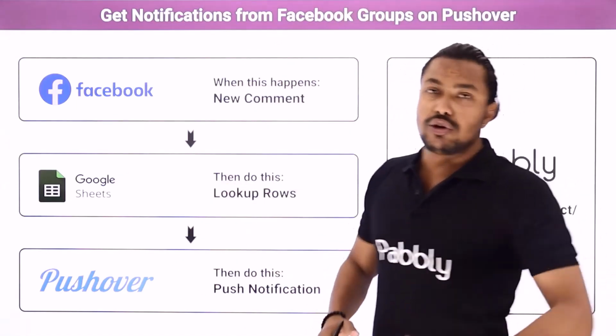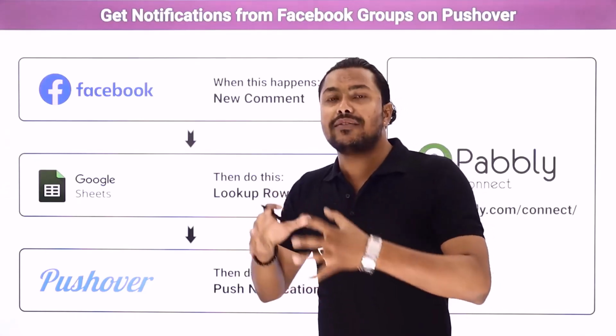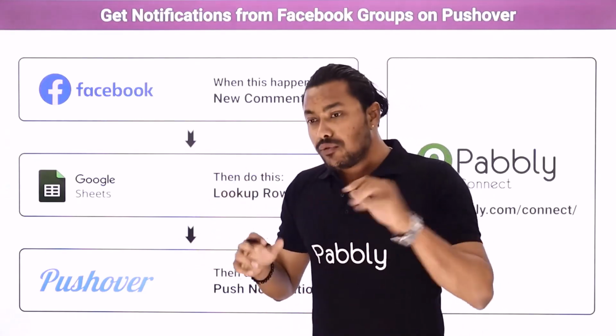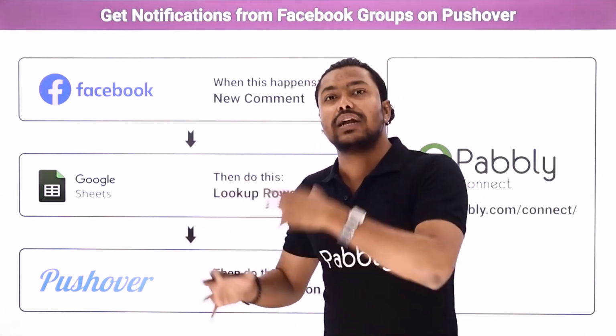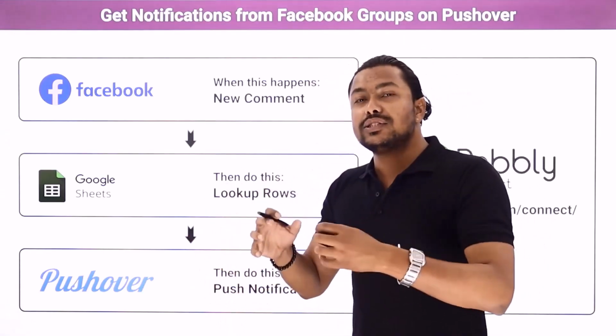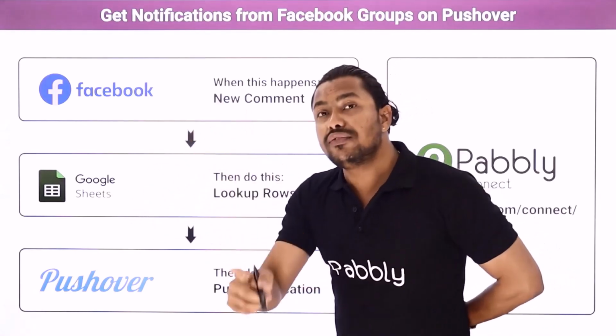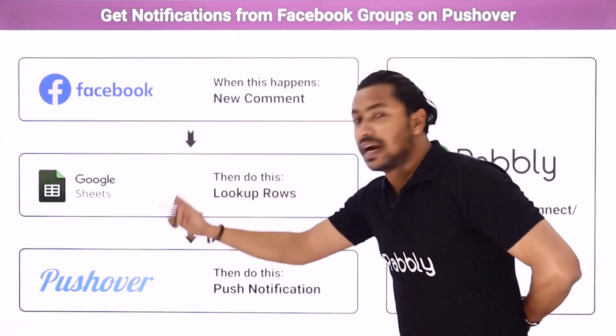So today I am going to tell you how you can get notifications from Facebook groups on your Pushover. Now, why would you need this automation? Suppose you are having a group and you are having a particular post on your group. Now what do you want? You want a particular type of notifications when somebody is going to comment on that particular post on that group. A notification will go to your Pushover account.